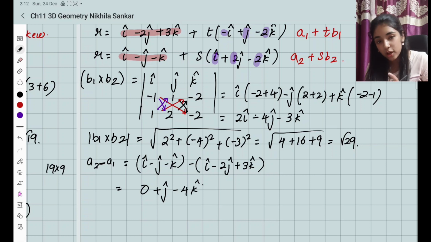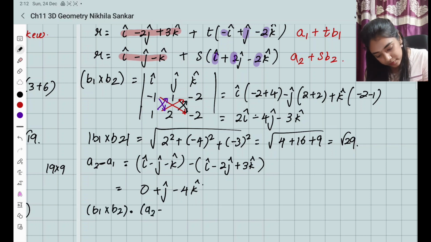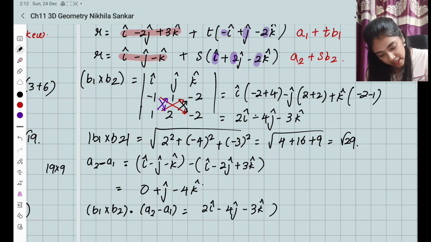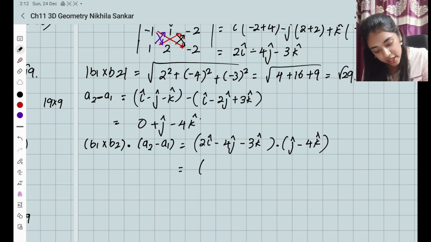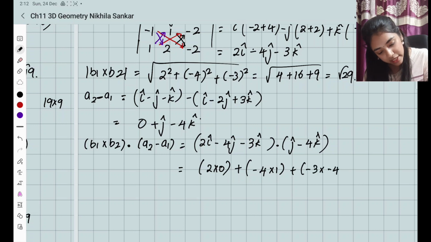Now I need to find the dot product for the numerator. Correct? B1 cross B2 dot A2 minus A1. So this is going to be 2I minus 4J minus 3K dot product of J minus 4K. In this place there is no I cap, okay, don't miss that term. So first term 2 into 0 plus second term minus 4 into 1 plus third term minus 3 into minus 4. So this is going to be 0 minus 4, 3 4s are 12, so plus 12. So this is going to be 8.